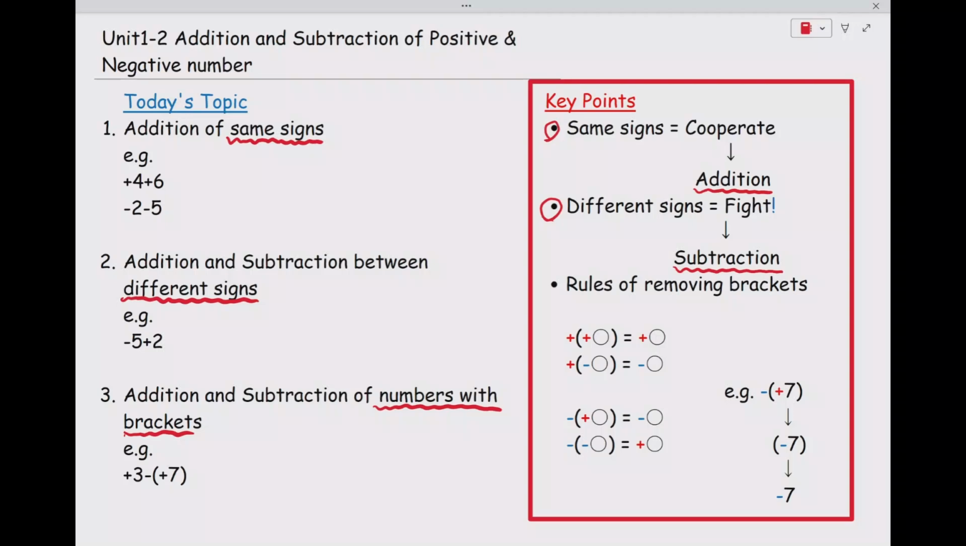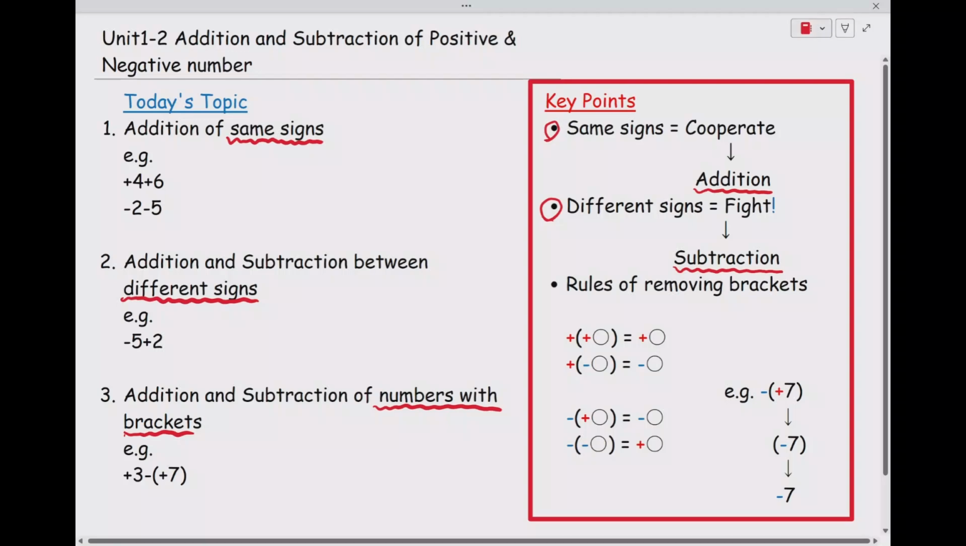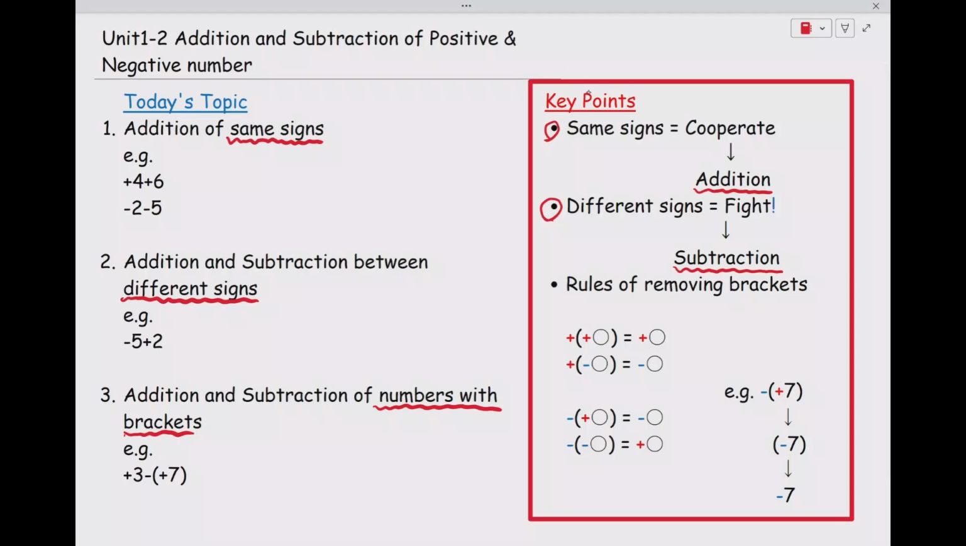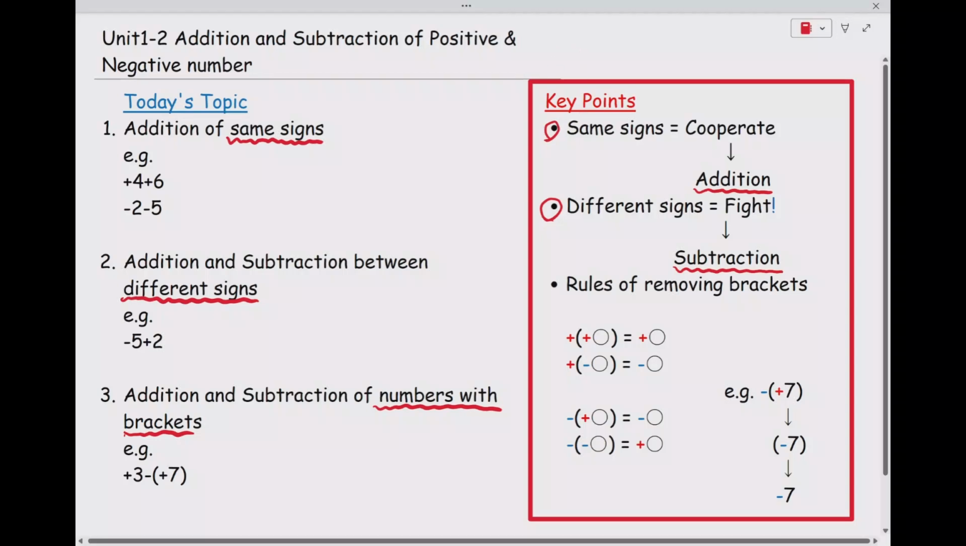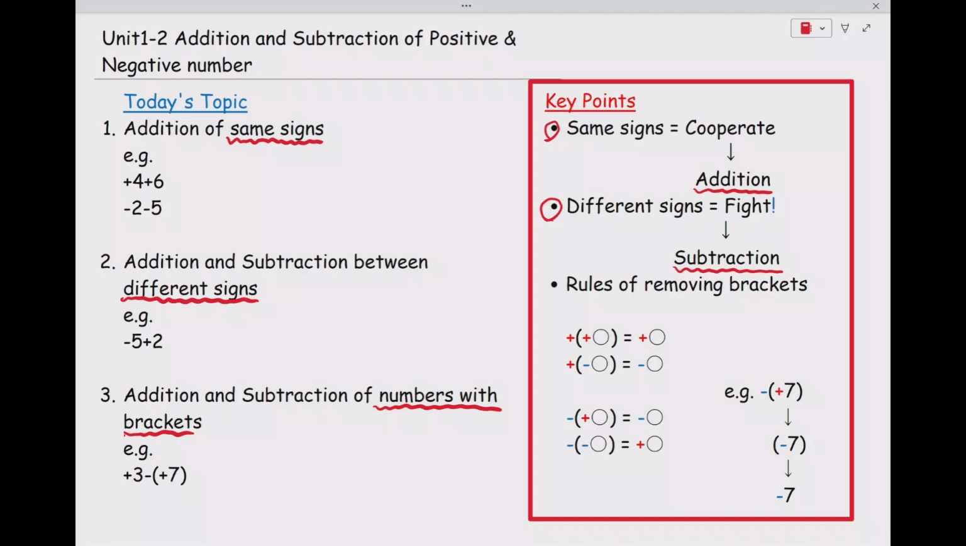Number 1. The same signs cooperate with each other, meaning simply add them together. And number 2. Different signs fight with each other, meaning they subtract one from the other. And the sign with the larger number survives. At this point, you may still not fully understand what I am talking about, but no worries. Rest assured that you will be able to understand clearly as we go through the questions.